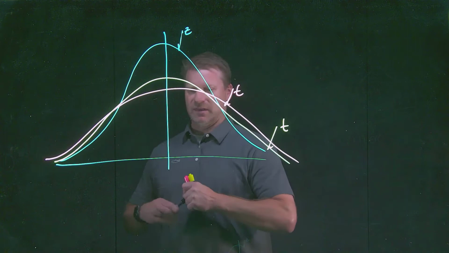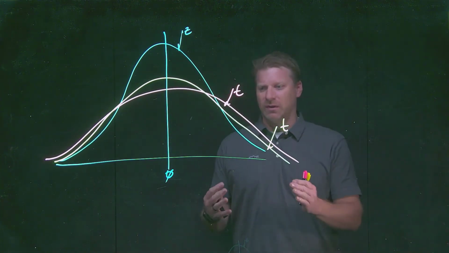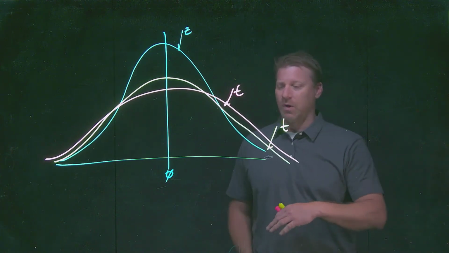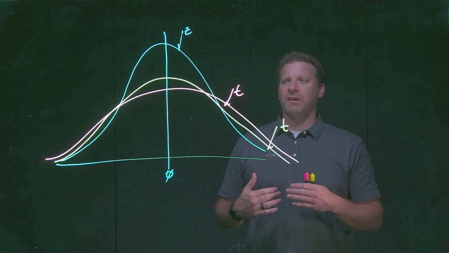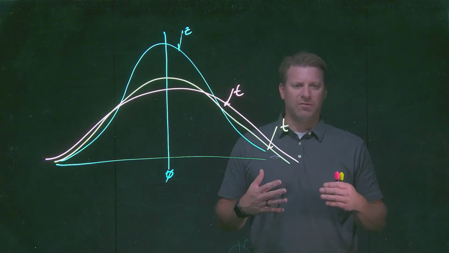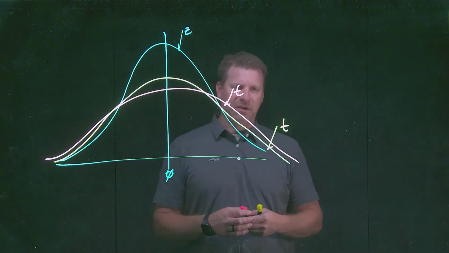It is centered at 0, okay? So it's kind of like our standard normal values. All of the distributions are centered around 0. The big difference is the T distribution is literally just wider and flatter, right? It just literally has some different characteristics.